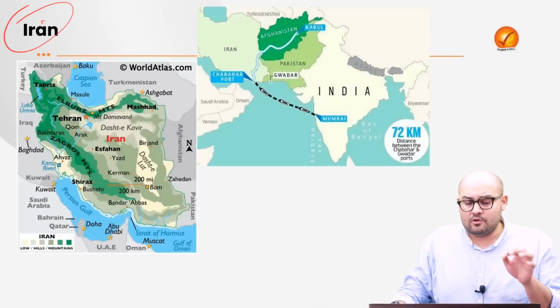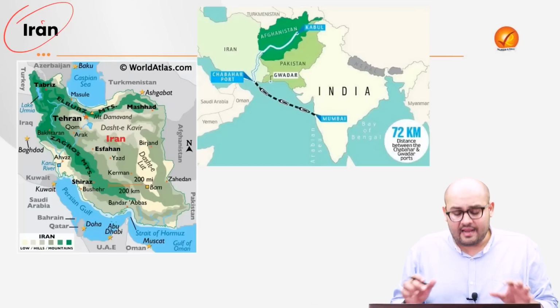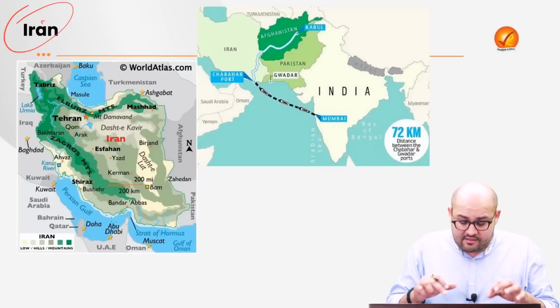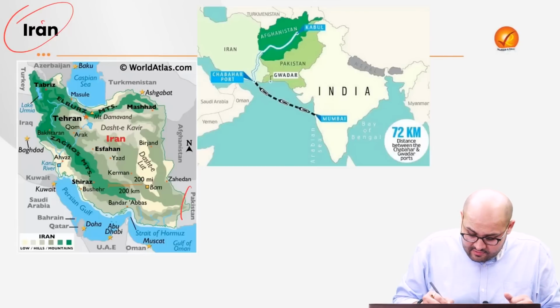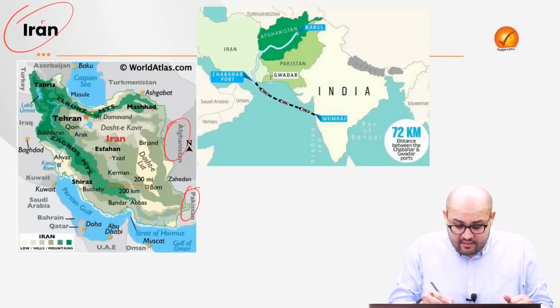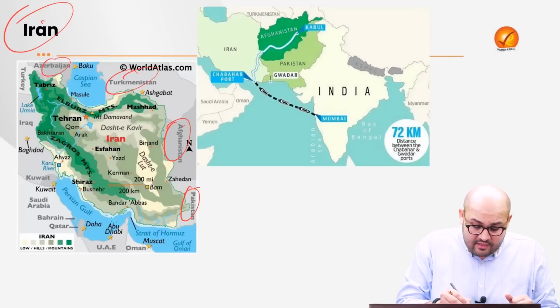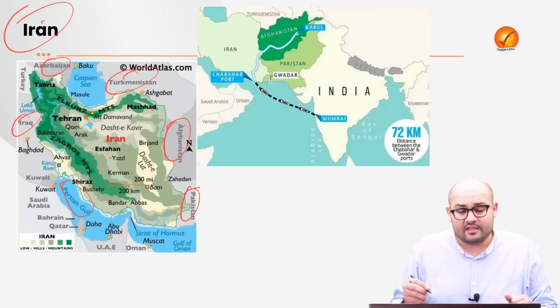Now it becomes important to look into the map. So if you just see, Iran is surrounded by different countries. So we have Pakistan here, we have Afghanistan here, we have Turkmenistan, we have Azerbaijan, we have Iraq, and then here the water body, that is the Persian Gulf.